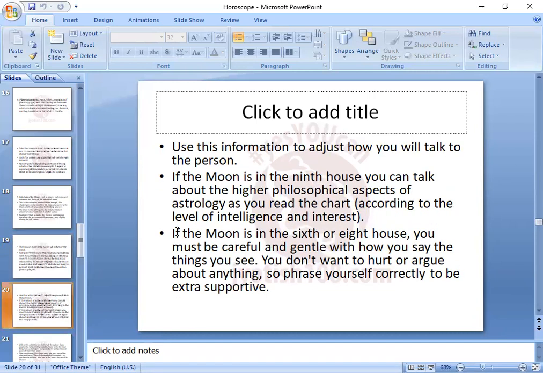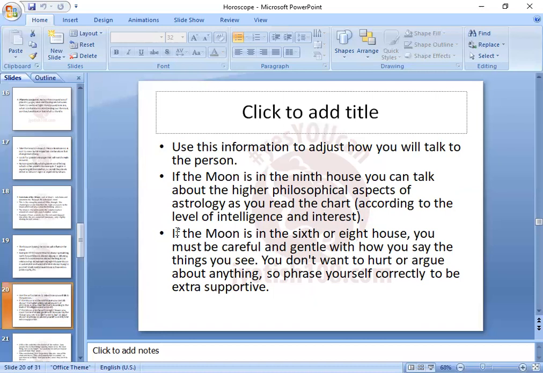Okay, so use this information. So use the information, I meant from the moon sign or from the nakshatra, to adjust how you will talk to the person. If the moon is in the ninth house, you can talk about higher philosophical aspects of astrology as you read the chart according to the level of intelligence and interest. So if you are giving a consultation to someone who is having a ninth house moon, then you can talk about the higher philosophical aspects of astrology.